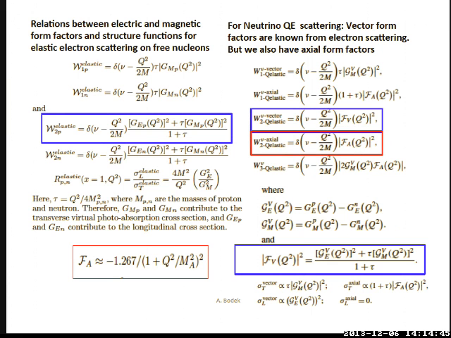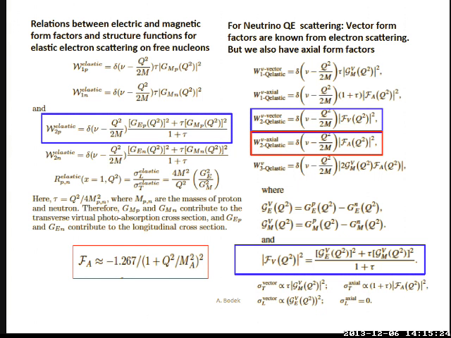But if you translate this to one more language, which is transverse and longitudinal, then axial longitudinal is 0. Axial transverse is related to FA. Vector longitudinal is related to GE. And vector transverse is related to GM. So one thing to understand is when you go to Q squared equals 0, tau is Q squared over 4M squared, so this is 0. So FV is equal to 1, because this is GEV. But FA, when you go to Q squared equals 0, is minus 1.267.